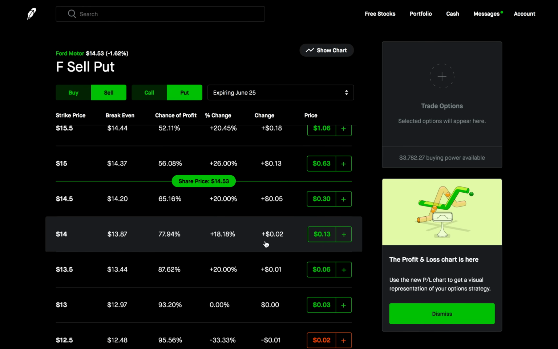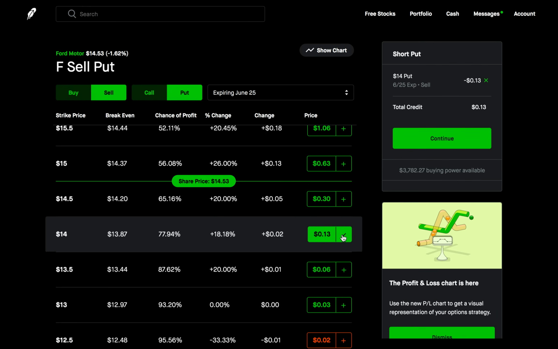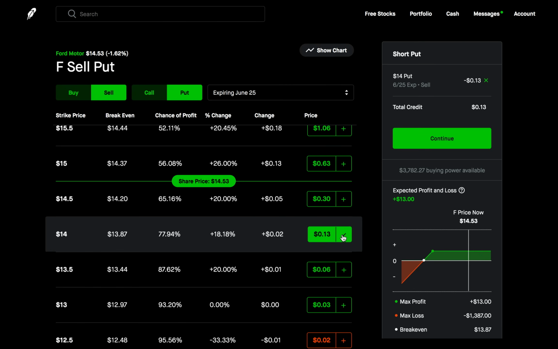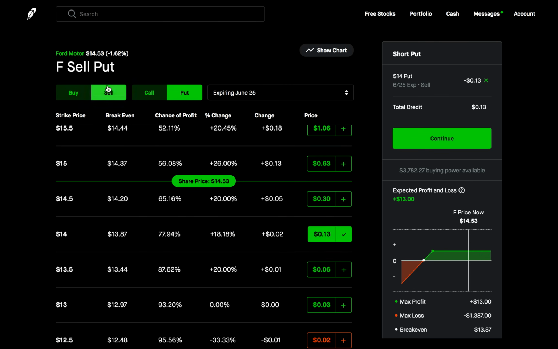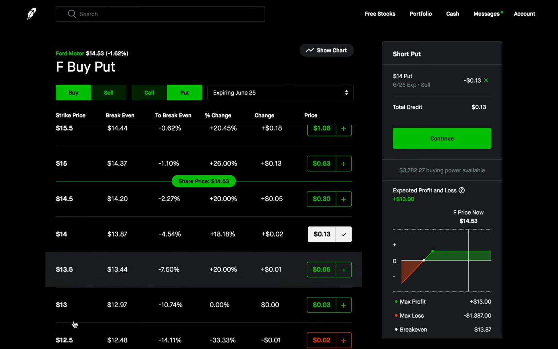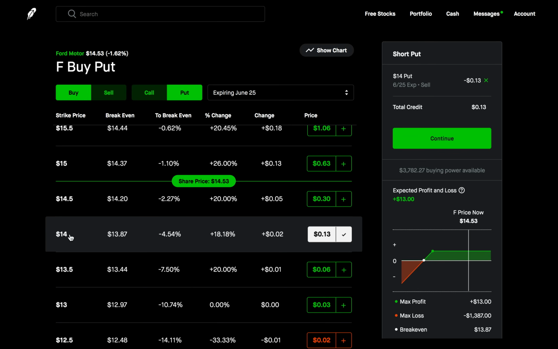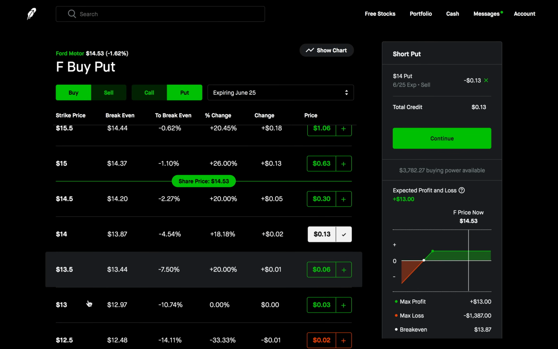So I'm going to get $13 for selling this put option. So I can go ahead and click on that there. Now, what I need to do is also buy a put. And I'm going to buy a put where the strike is under the strike of the put that I just sold. And it really depends on you.